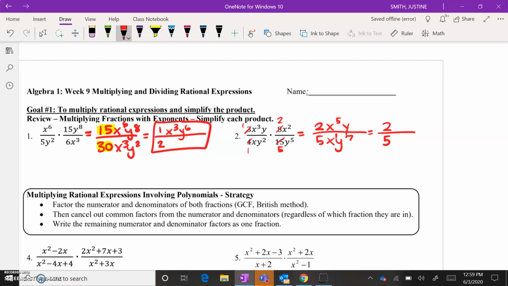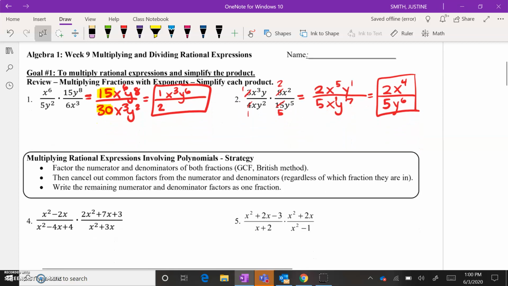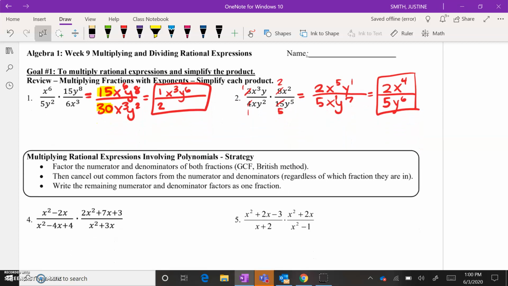X to the 5th over x to the 1st, we subtract to get x to the 4th. Y to the 7th over y to the 1st, again, you can always do the larger exponent minus the smaller to get y to the 6th, and then you put your positive answer where the larger exponent is. You could also always do the numerator minus the denominator to get a negative 6, and then y to the negative 6 would have to move to the bottom to make it positive. Okay, so just a little refresher on exponent rules.